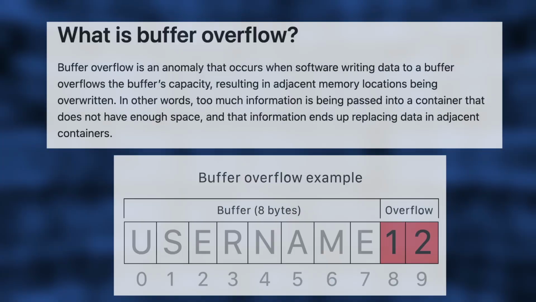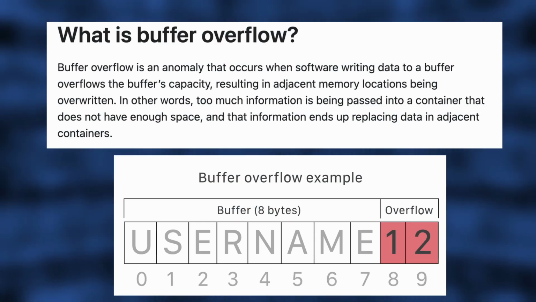A buffer overflow happens when a program tries to store more data in memory than it was designed to handle. When this extra data spills over, it can overwrite nearby memory, and that's where the danger begins. Think of a buffer like a cup. If you pour more water than it can hold, it spills everywhere. In computing, that spill can overwrite critical system instructions.